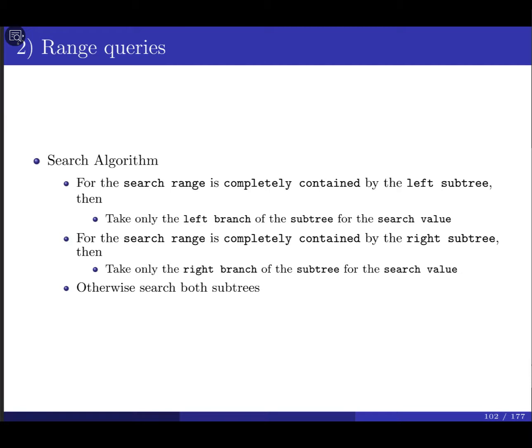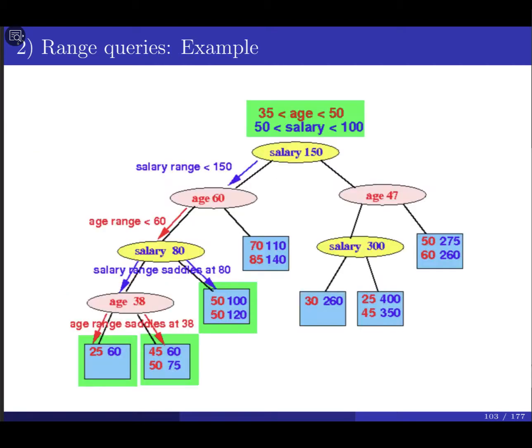So here you check the search range and see whether it's going to be completely contained within the left subtree or the right subtree. If you can tell, based on the search range, for example in the salary, based on the value that we have in this level, I can't tell whether it's completely in the left or the right. If it's not completely contained in the left or the right, this means the values are going to be in between. So in this case, you have to search both subtrees.